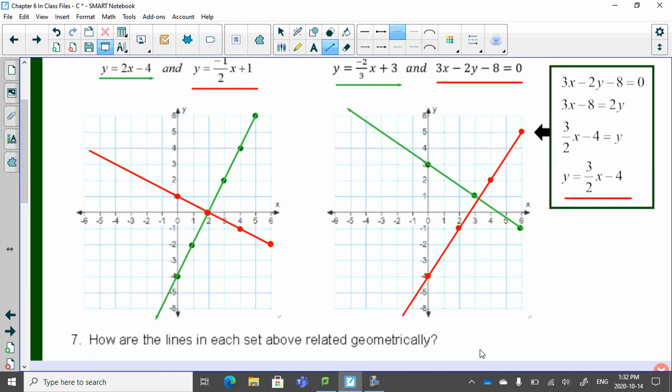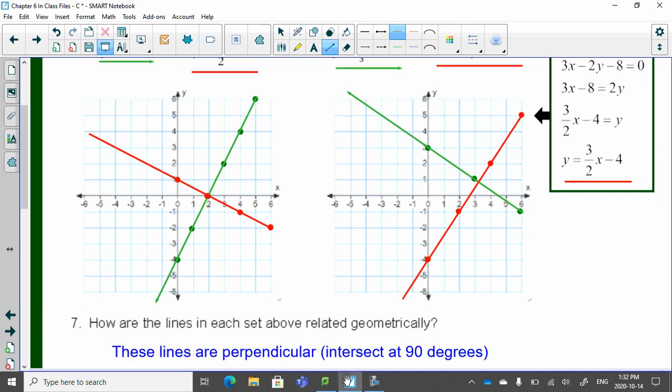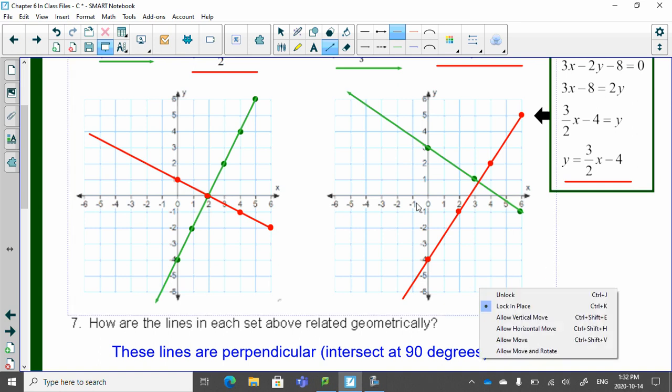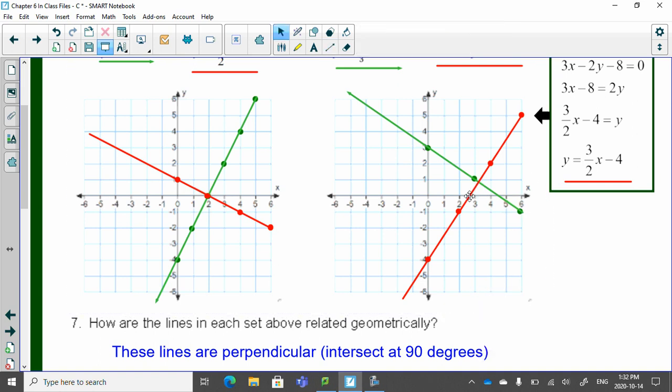Okay? So now, how are these lines related geometrically? These are definitely not parallel. But if you take a look, I believe that these meet at a right angle, 90 degrees. And that's called perpendicular. They intersect at a 90-degree angle.